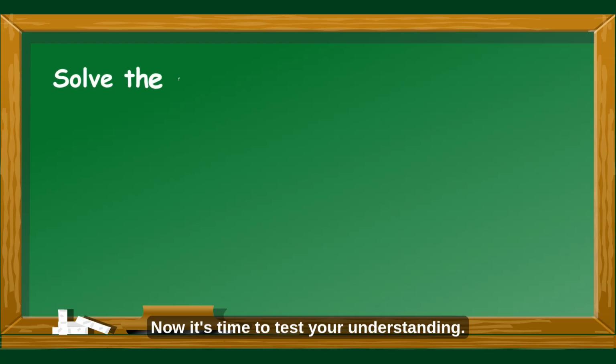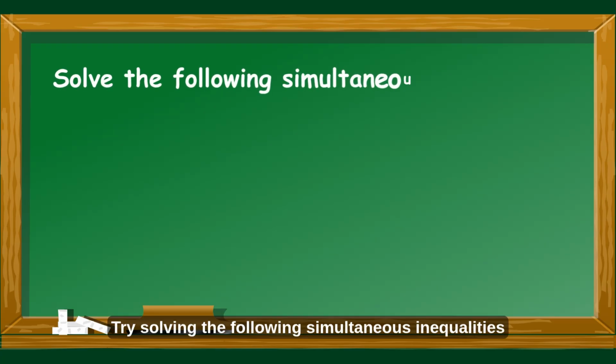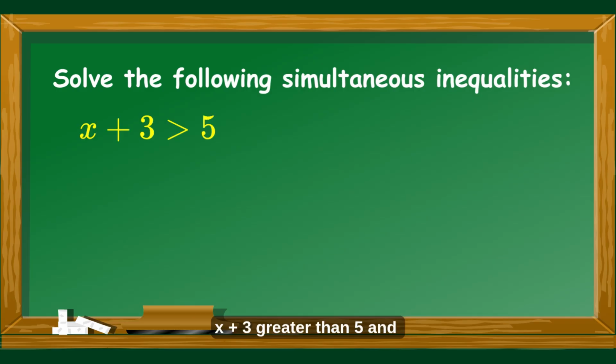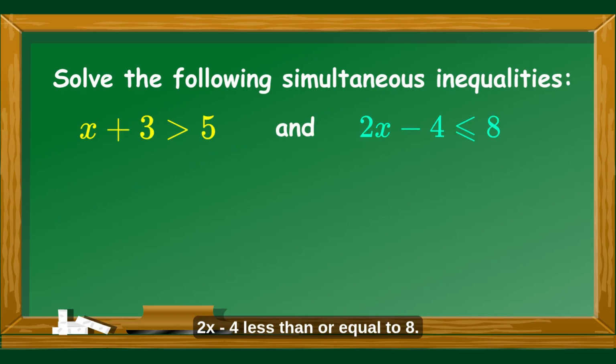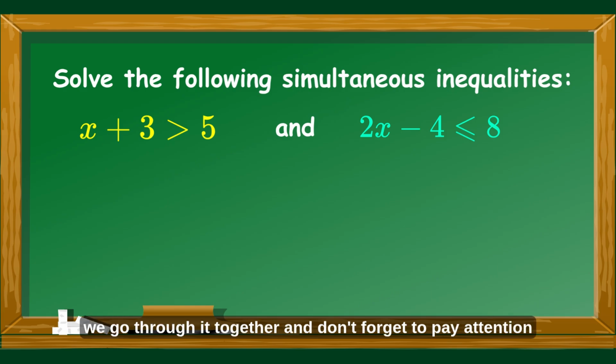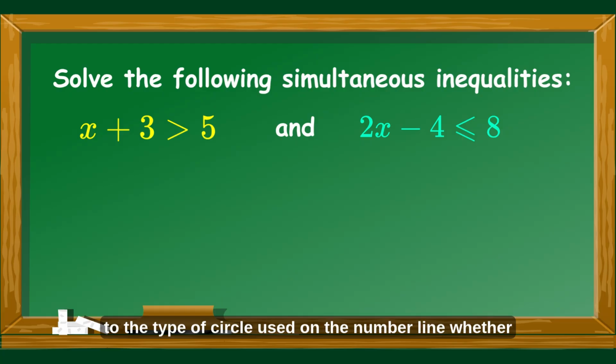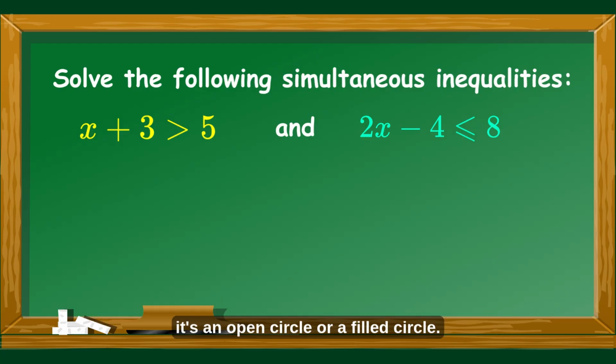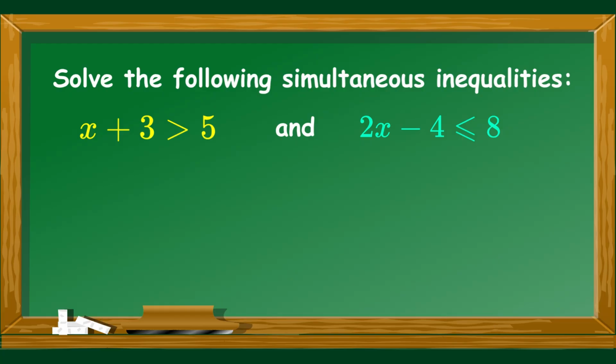Now it's time to test your understanding. Try solving the following simultaneous inequalities: x + 3 > 5 and 2x - 4 ≤ 8. Take a moment to work out the solution before we go through it together. And don't forget to pay attention to the type of circle used on the number line, whether it's an open circle or a filled circle.